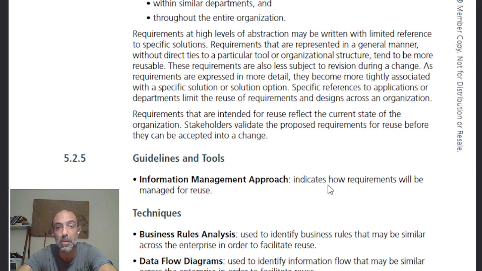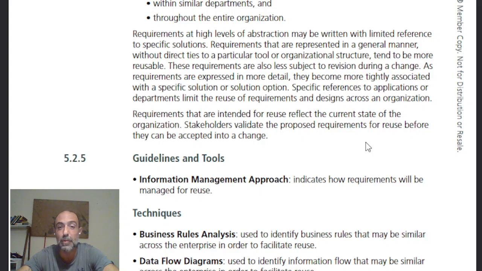As requirements are expressed in more detail, they become more tightly associated with a specific solution or solution option. So the more detailed we dive into the requirements, the more they start presenting us a direction towards the solution we're trying to find. That's here, specific solution or solution option. Specific references to applications or departments limit the reuse of requirements and designs across organizations. Requirements for software engineering are completely different than requirements for warehouse management, right?